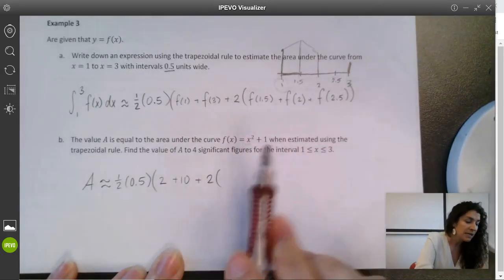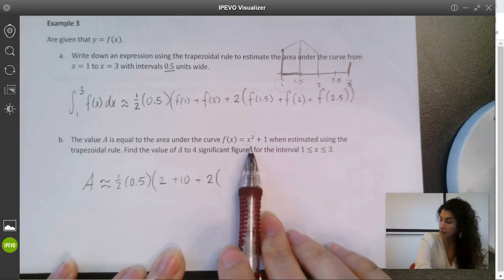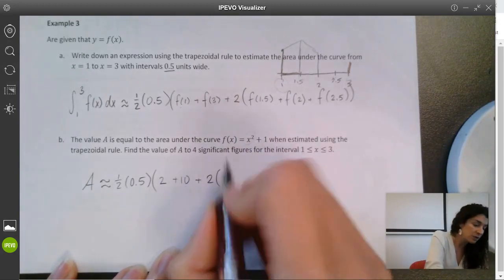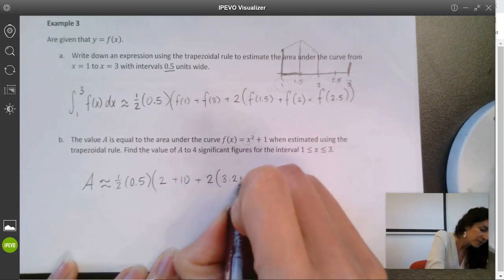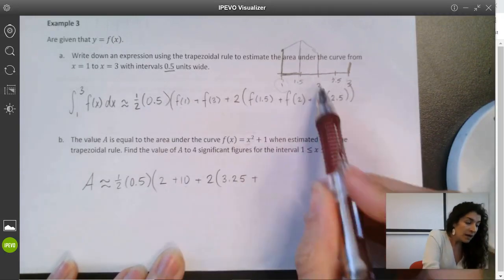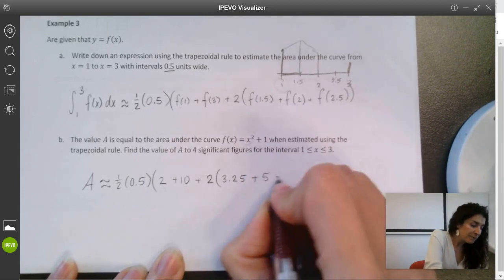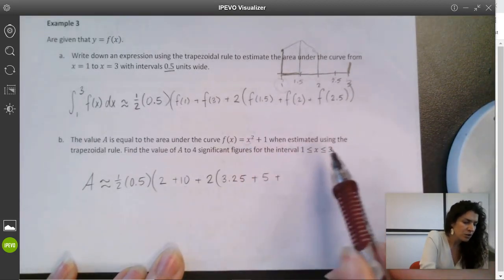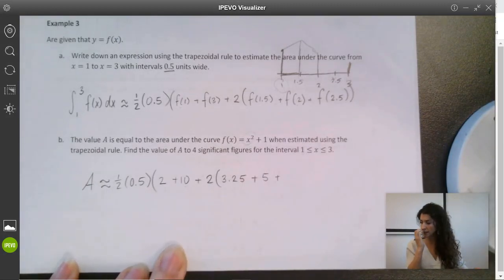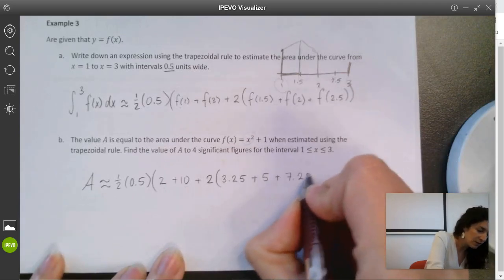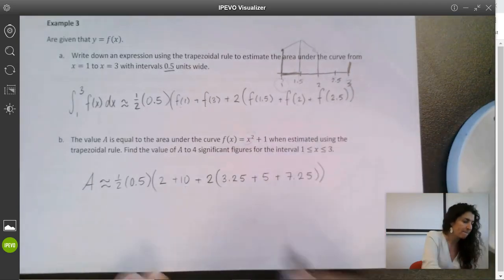Plus 2 times, and then 1.5. f of 1.5: 1.5 squared is 2.25, plus 1 is 3.25. Then f of 2 would be 4 plus 1, which is 5. 2.5 squared is 6.25. 6.25 plus 1 is 7.25. Or you can just use your calculator.